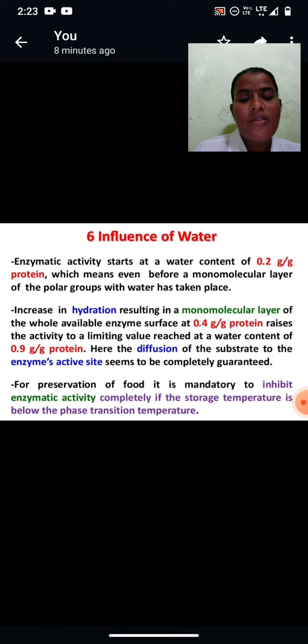For preservation of food, it is mandatory to inhibit enzymatic activity completely if the storage temperature is below the phase transition temperature.